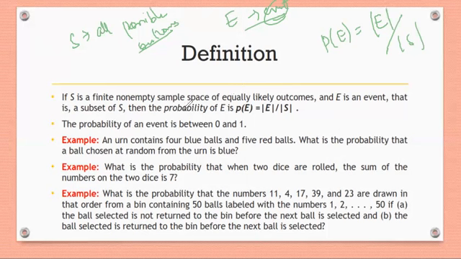Now let's see an example. An urn, or a bag, contains 4 blue balls and 5 red balls. What is the probability that a ball chosen at random from the urn is blue? Here, urn can be considered as a bag. So now, in total how many balls do we have? We have 4 blue balls and 5 red balls. Let's solve it here. So these are the balls in the bag.